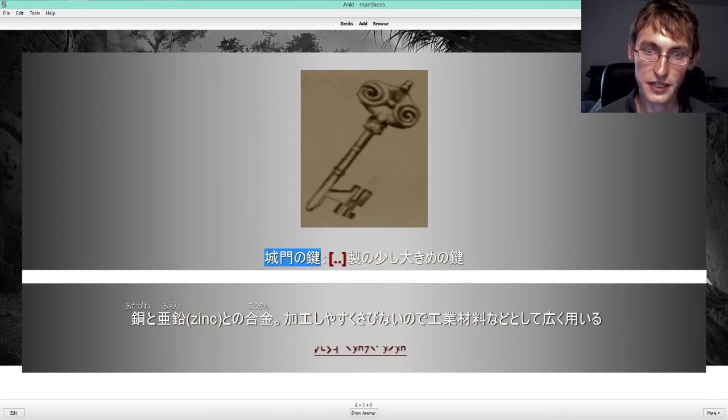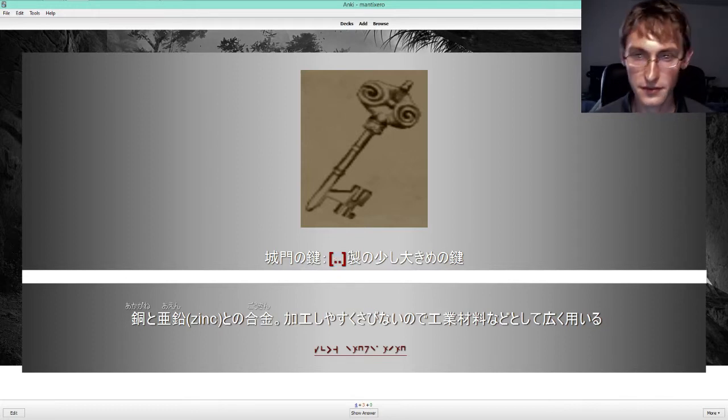Alright, Jomon no Kagi. It's the key to the castle. Two-character answer. Made of... Se no skoshi ookime no kagi. A little bit on the big side. A key a little bit on the big side. Made of akagane to aen, which is zinc.